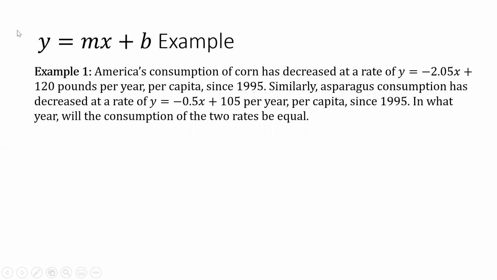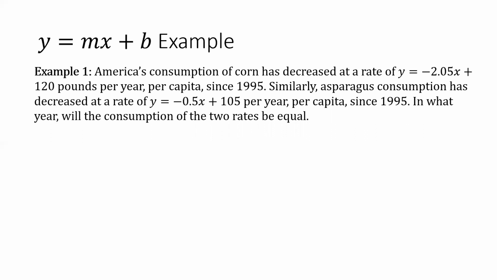This one kind of involves that slope equation, y is equal to mx plus b. This is a nice example because they give us essentially the equations that we'll need. America's consumption of corn has decreased at a rate of y is equal to negative 2.05x plus 120 pounds per year per capita since 1995. It seems like a lot is going on with that sentence, but really what you need to take from it is that this equation is going to model America's consumption of corn.